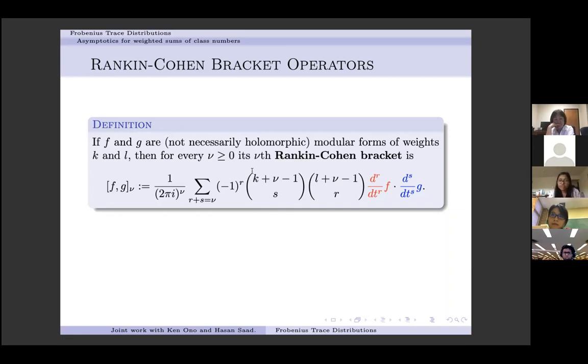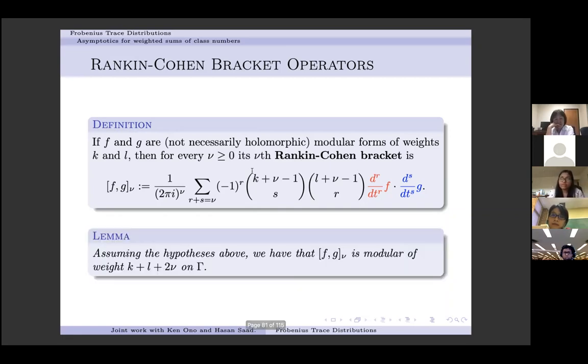And one important fact for this operator is that it preserves modularity. So if f is a modular form of weight k and g is a modular form of weight l, then this operator will produce a modular form of weight k plus l plus 2 mu on the same congruence subgroup. So to obtain our asymptotic formulas, we use this operator for two sets of modular forms.